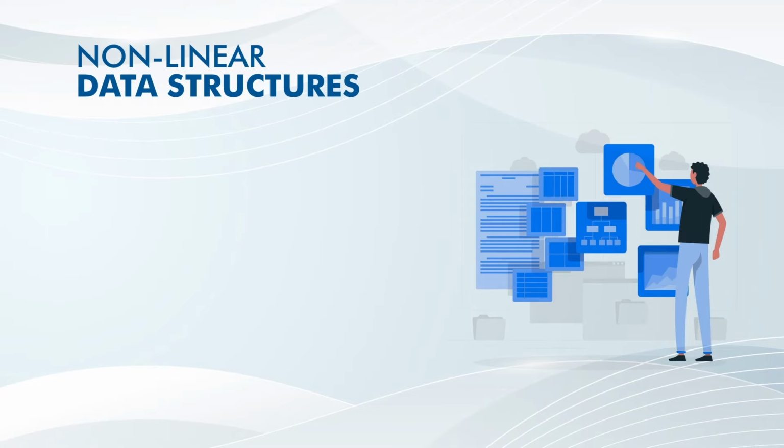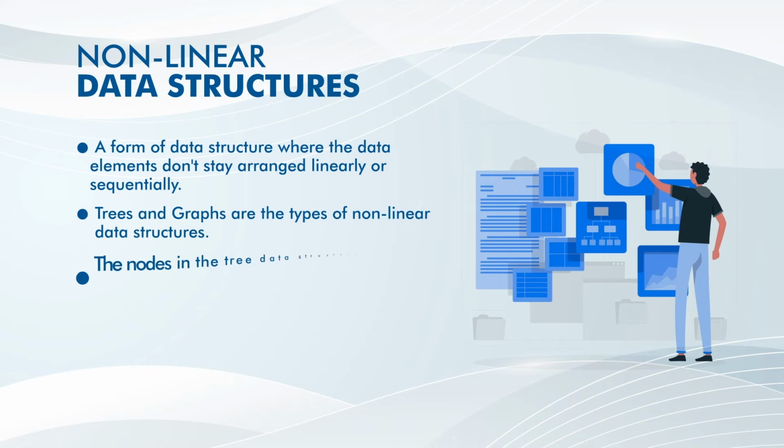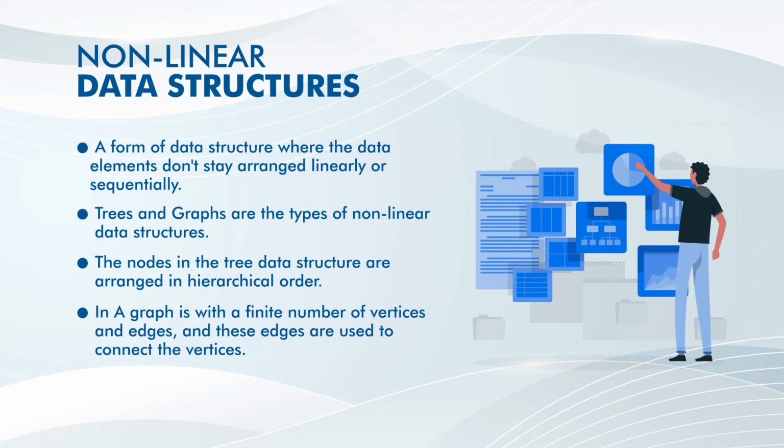Now, what are non-linear data structures? A form of data structure where the data elements don't stay arranged linearly or sequentially. Trees and graphs are the types of non-linear data structures. The nodes in the tree data structure are arranged in hierarchical order. A graph is made up of a finite number of vertices and edges, and these edges are used to connect the vertices.